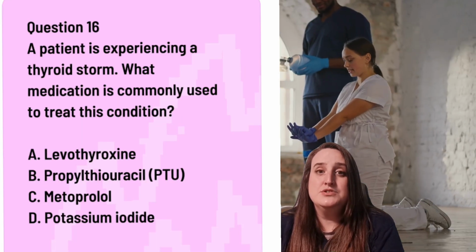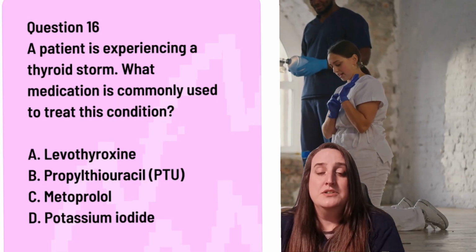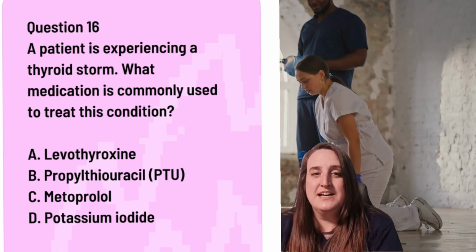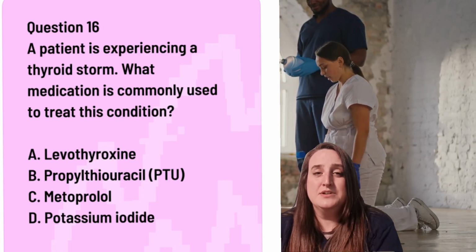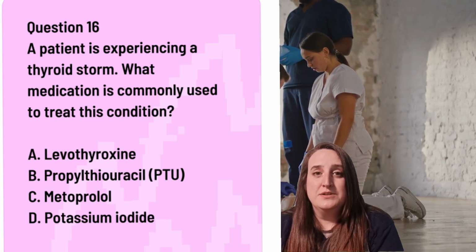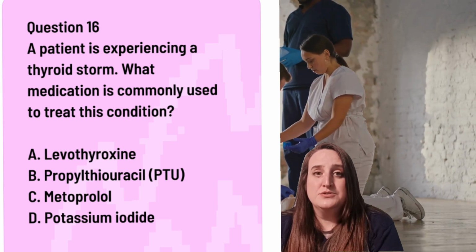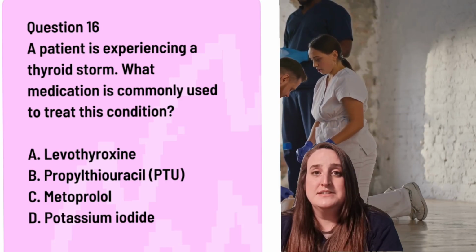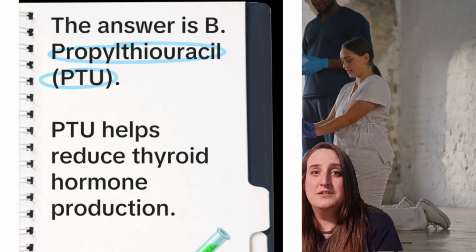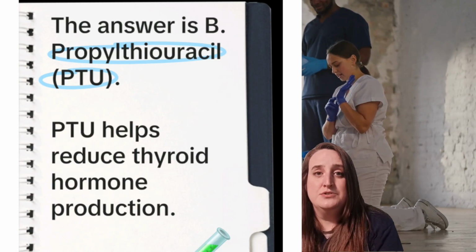Question 16. A patient is experiencing a thyroid storm. What medication is commonly used to treat this condition? A, levothyroxine. B, propylthiouracil, PTU. C, metoprolol. D, potassium iodide. B, propylthiouracil, PTU. PTU helps reduce thyroid hormone production.